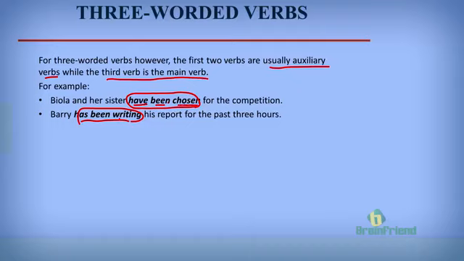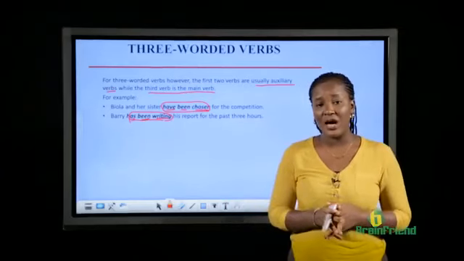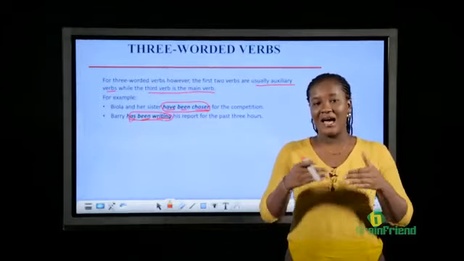Same thing here. Has, auxiliary verb; been, auxiliary verb; and writing, main verb. So when we have three worded verbs like that occurring side by side, if you look closely, you would realize that the first two verbs are auxiliary verbs, while the last verb is a main verb. It's impossible to have three worded verbs as main verbs.